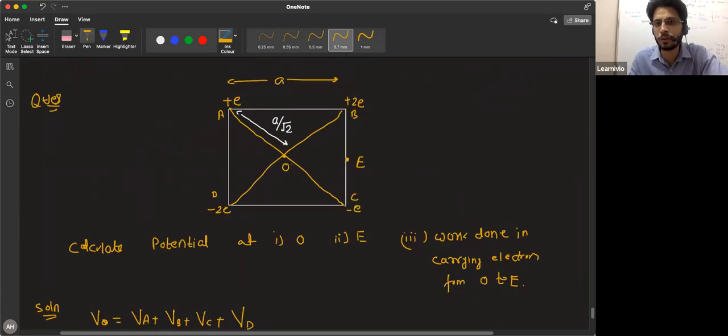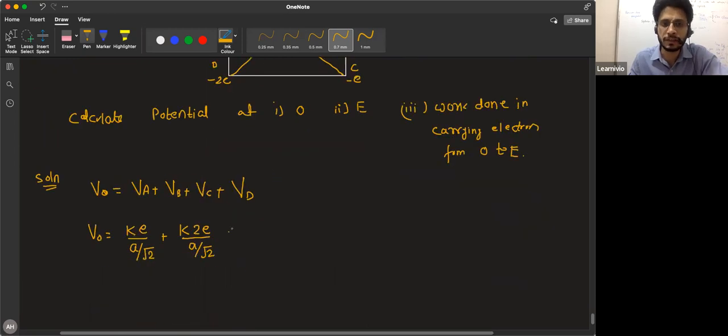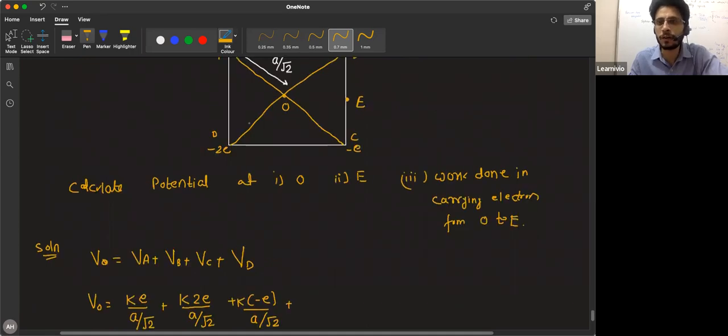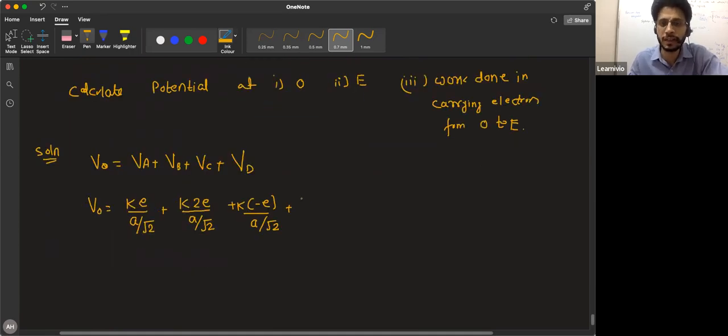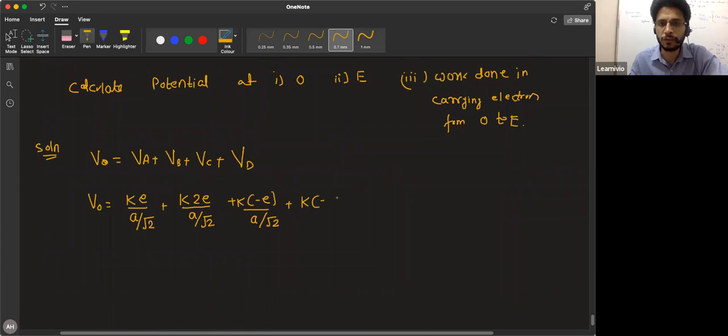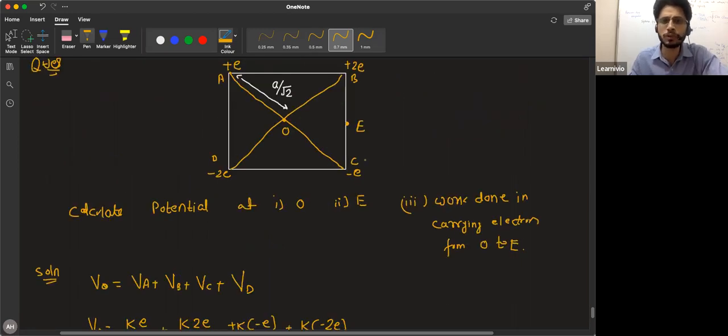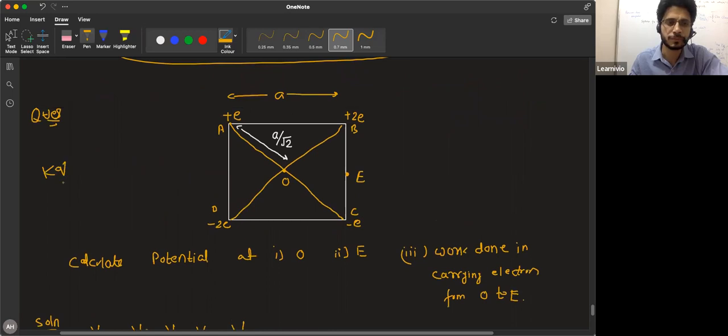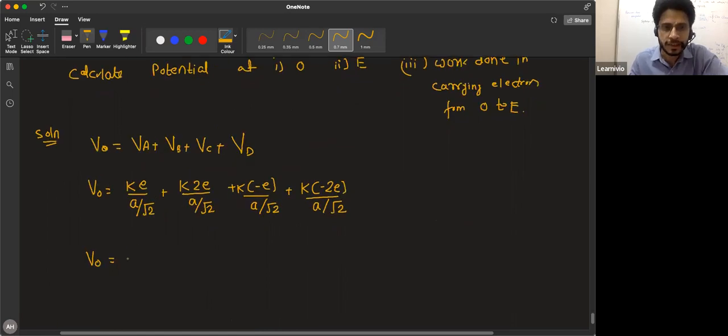Similarly, you have the third charge, which is minus E. You need potential at O due to this minus E charge. So it's K into charge minus E divided by A by root 2. Next, you need potential at O due to the charge at D. So this is again K, minus 2E divided by A by root 2. This is how we calculate potential at point O, using the relation KQ by R.